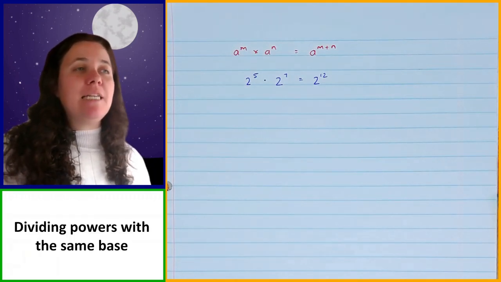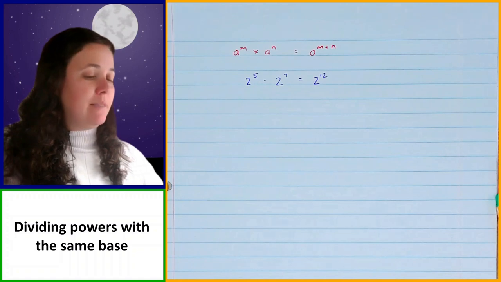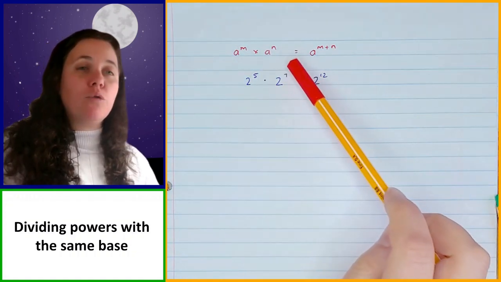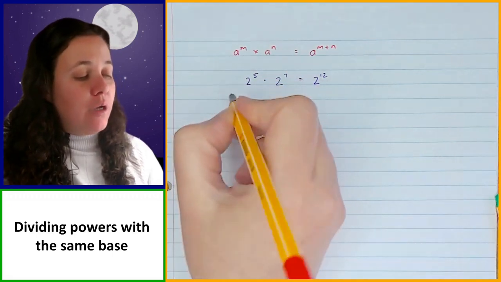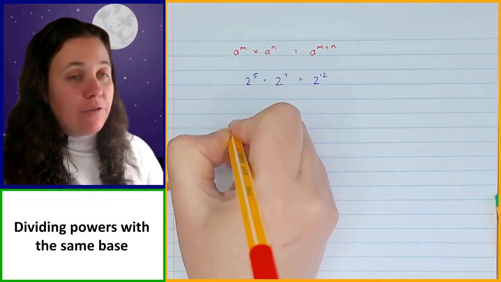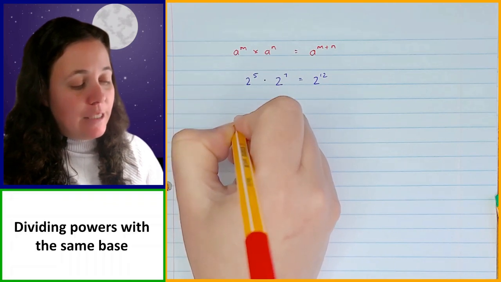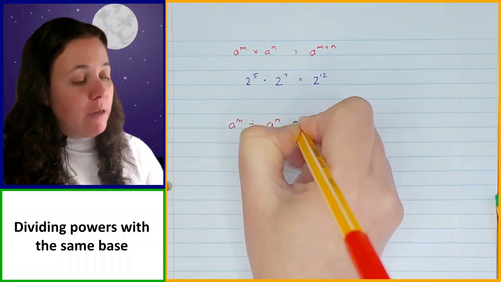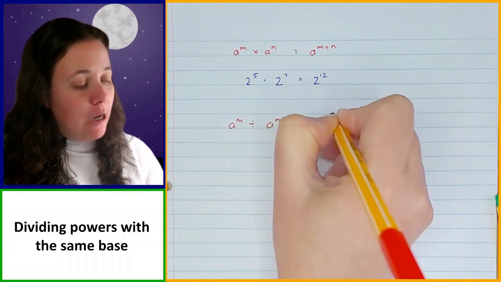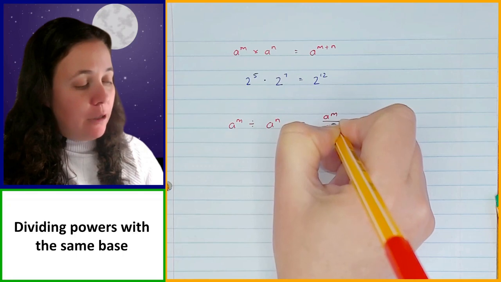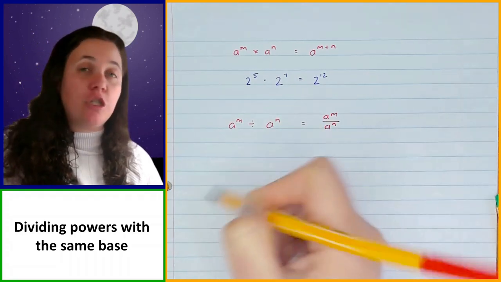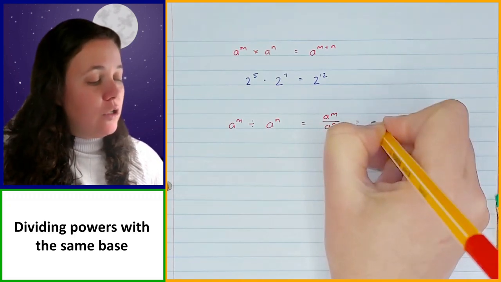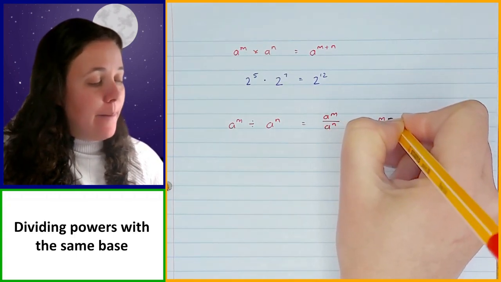The next one is dividing powers with the same base. So when you're dividing powers with the same base, it's a similar rule to what we had over here. We are going to subtract the exponents. So it's something like this, a to the power of m divided by a to the power of n, which could also be written like this, a to the power of m over a to the power of n, because remember, division and fractions are the same. Okay, the fraction line acts as a divide sign. That is equal to a to the power of m minus n.